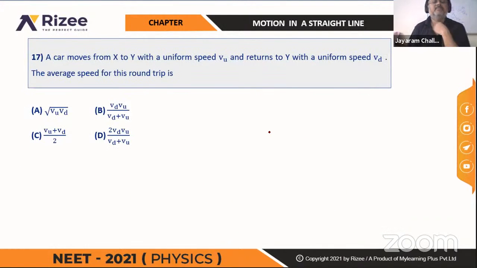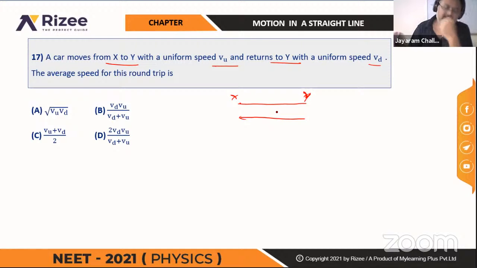Next one, a car moves from x to y with the speed of vu and returns to x with the speed vd. That means it is traveling from x to y and returning from y to x like this. Then the displacement is the same. Since the displacements are the same, the average velocity can be written as 2 times v1 v2 by v1 plus v2. So that is 2 vu vd by vu plus vd.